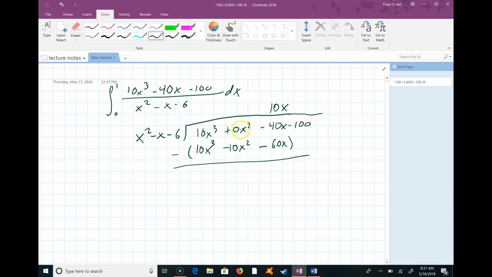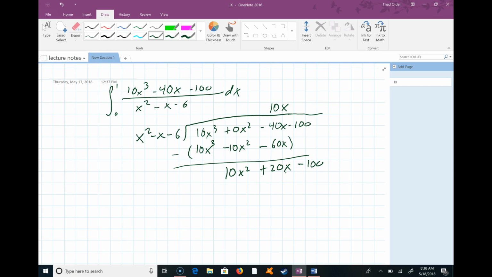But then 0x squared minus a negative 10x squared would be positive 10x squared. And negative 40x plus 60x would be plus 20x. And we bring the minus 100 down because we always want to have 3 terms down here because we have 3 terms up here. And then we begin the process over again.